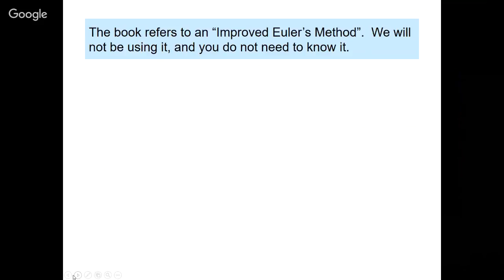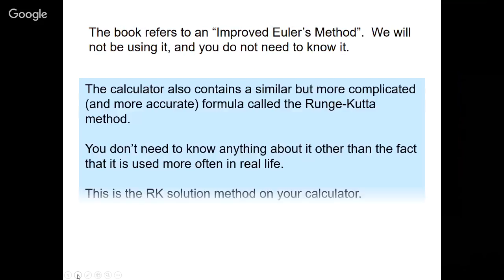Our book refers to an improved Euler's method, and in college you'll probably hear that as the modified Euler's method, and you don't need to know that. The AP exam only covers Euler's method, not the modified or improved Euler's method or the Runge-Kutta method. When you take differential equations in college, you will talk about both of these other two methods. And what's good to know is that your calculator can do both, which is pretty cool.